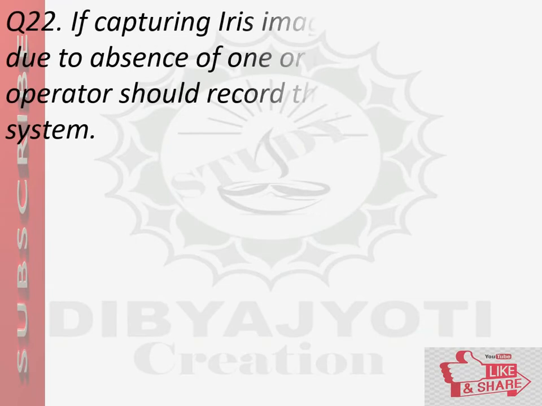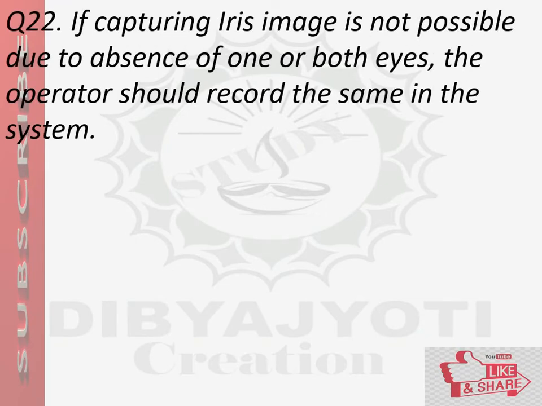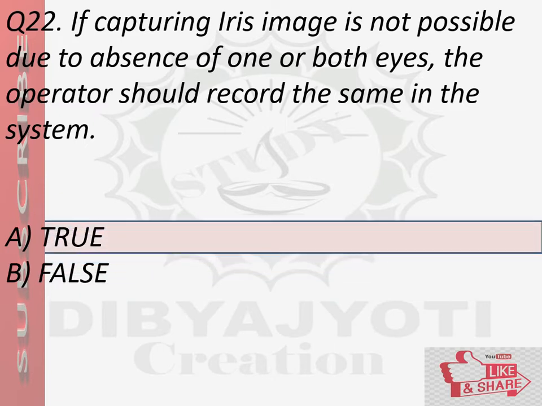Next, if capturing the iris image is not possible due to absence of one or both eyes, the operator should record the same in the system. Options are: option A true, option B false, and the answer is option A, true.